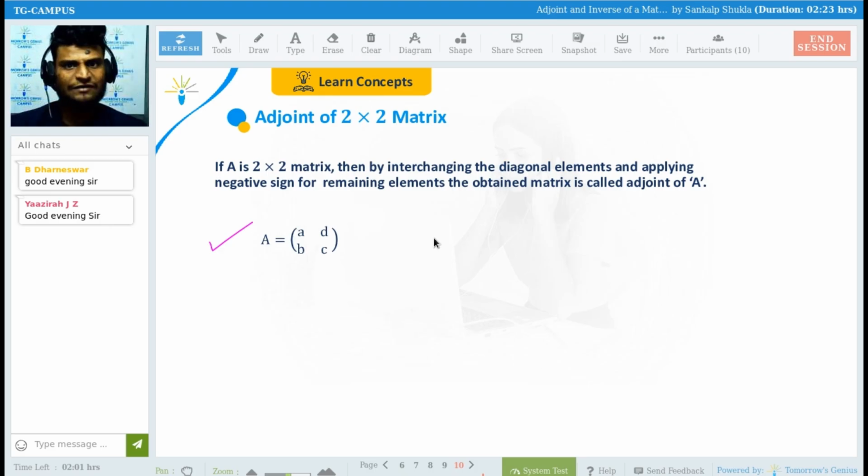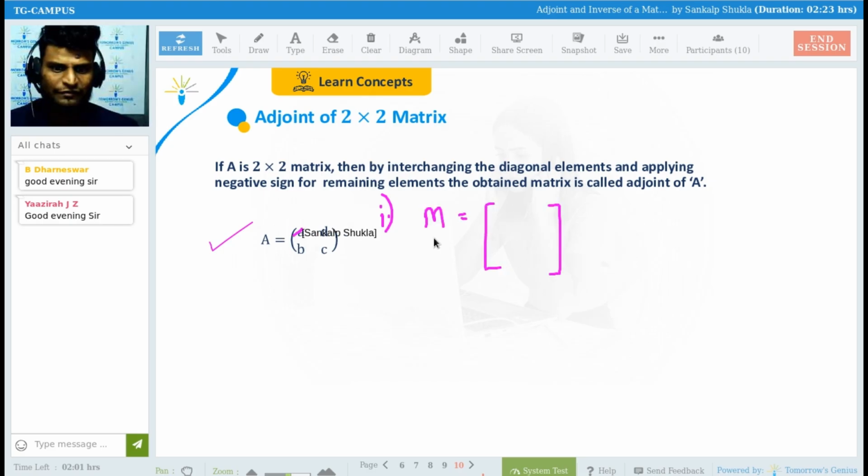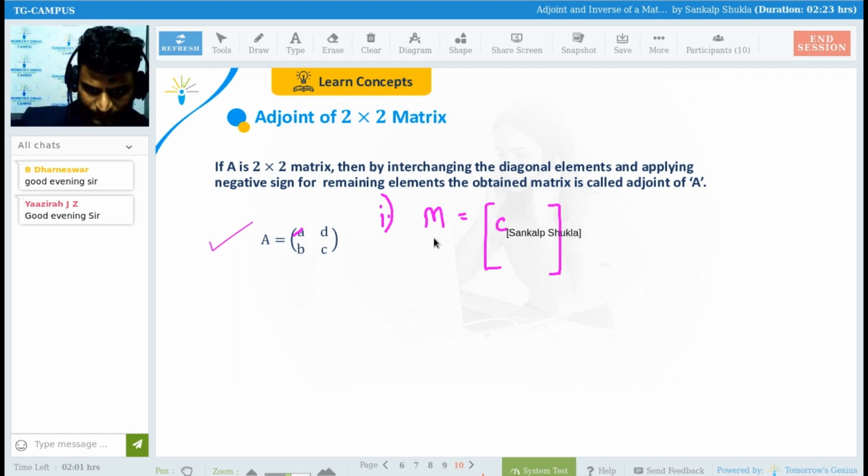A is equal to [A, B; C, D]. So how am I supposed to find the adjoint of this matrix? See, the steps are very clear. I'll first find the minor matrix, so I'll execute step 1, that is M. Now the minor for A is what? I'll slash the row in which A is falling and slash the column. So the element which is left is D.